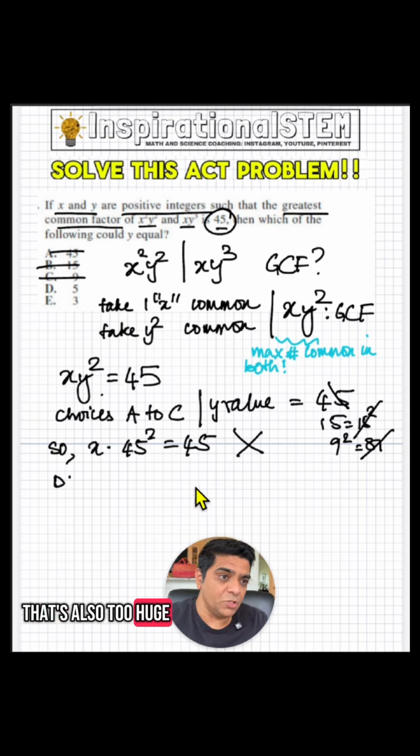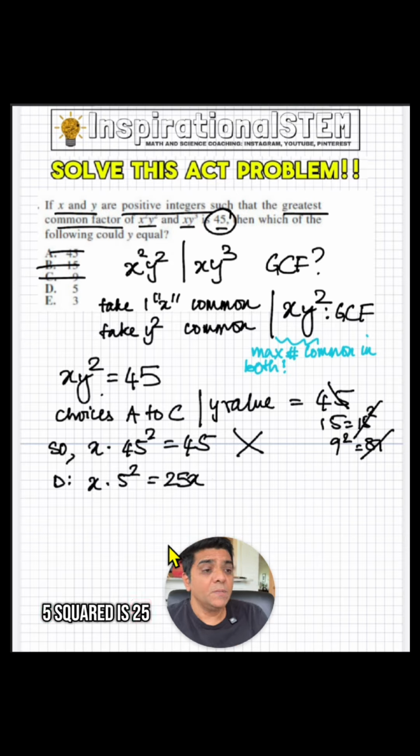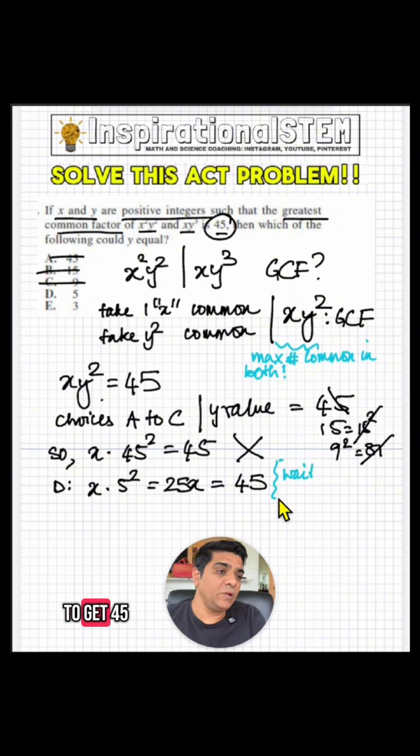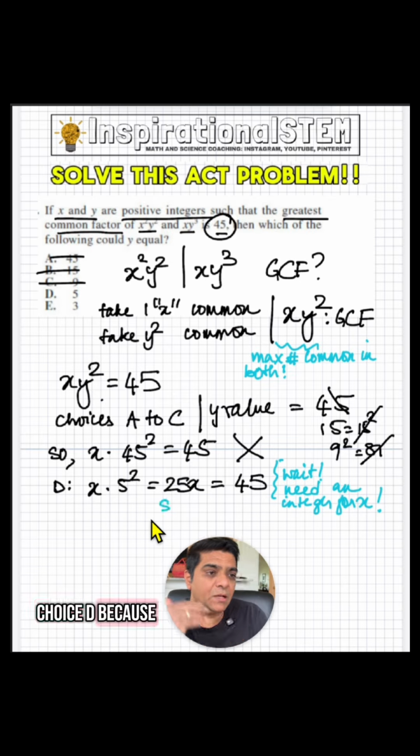That's also too huge. So choice D is interesting because 5 squared is 25. So 25x equals 45. Now remember, x and y are positive integers, so we cannot have fractions. So there's no integer x that will multiply with 25 to get 45. So no, that is not an option. So we are unable to use choice D as an answer. For that reason, we can eliminate choice D because we cannot get a positive integer x that will multiply with 25 to get 45.